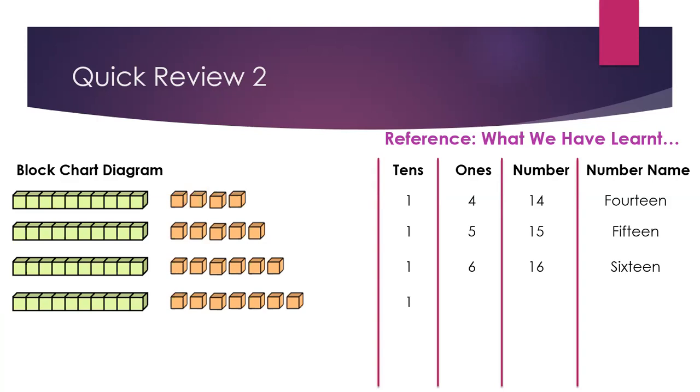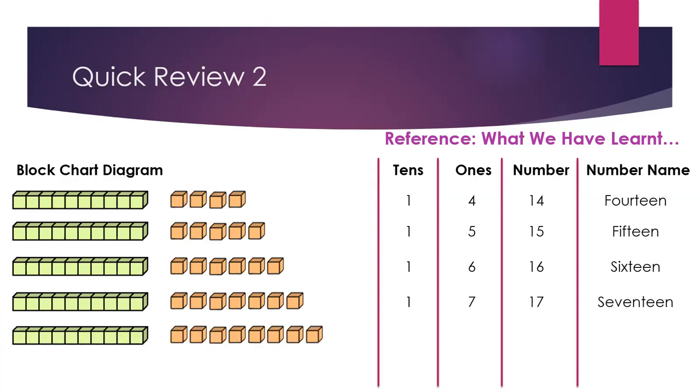So one tens and seven ones forms the number 17. Here's the next number. Here we are having one tens and eight ones. The number is 18. Same is written in the words.